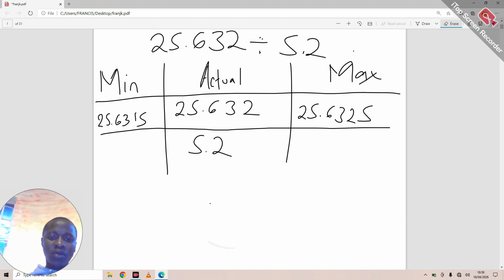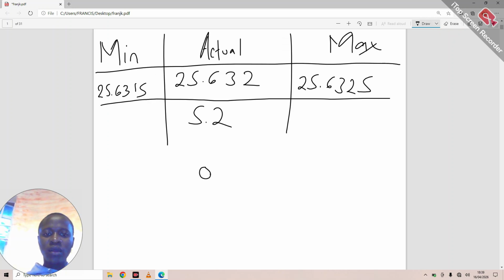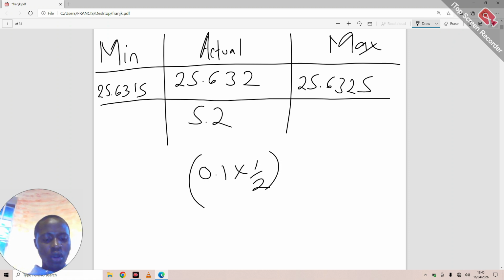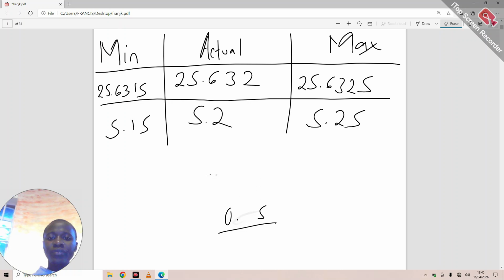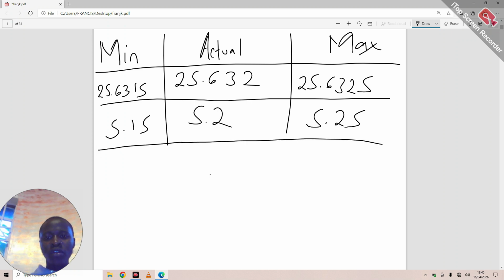So let's now do 5.2. Now 5.2, the accuracy there is 0.1 multiplied by a half to get the absolute error, which will be 0.05. So having this, we add to get the maximum, 5.25. We subtract to get the minimum. That one is 5.15. Then we have a line drawn.